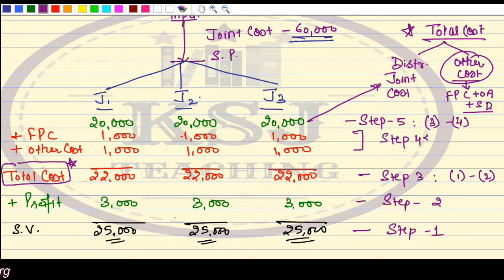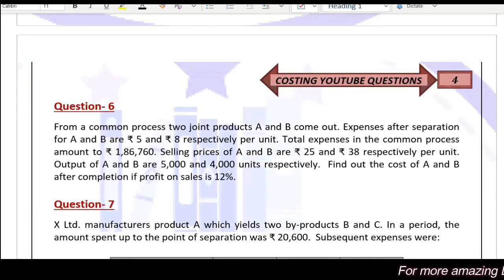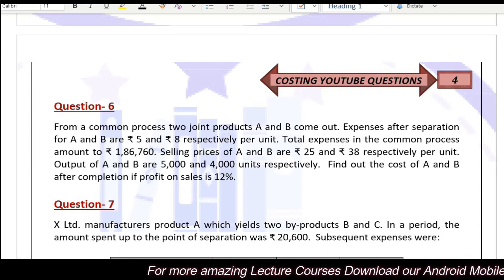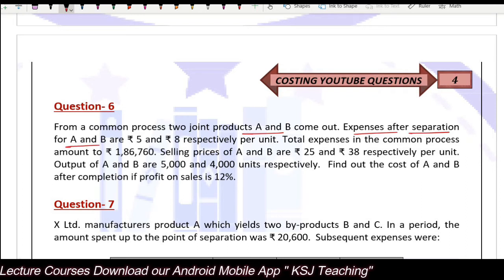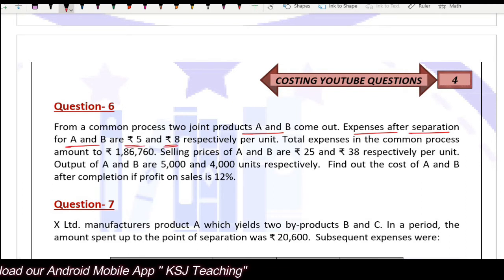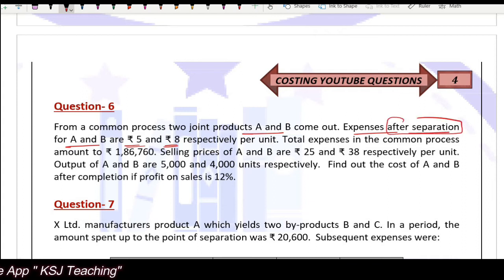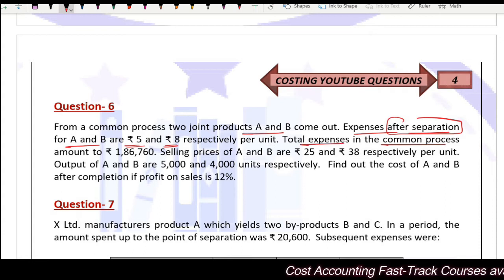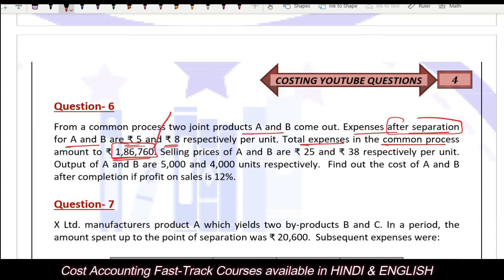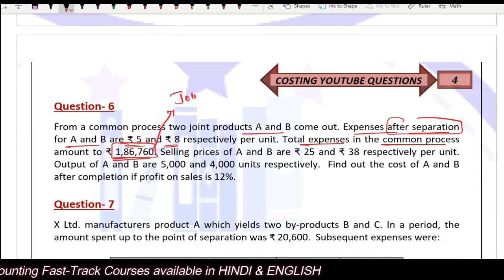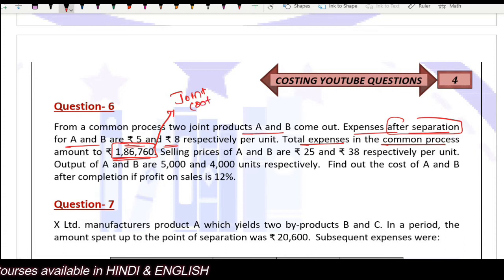So let's do a practical problem on this. Let's do a practical problem, question number 6. From a common process, two joint products A and B come out. The expenses after the separation of A and B are 5 and 8 rupees respectively. After separation, right? After split off point, the expenses, that means the further processing cost. Total expenses in the common process amount to 1,86,760. So this becomes your joint cost. This is your joint cost, right?